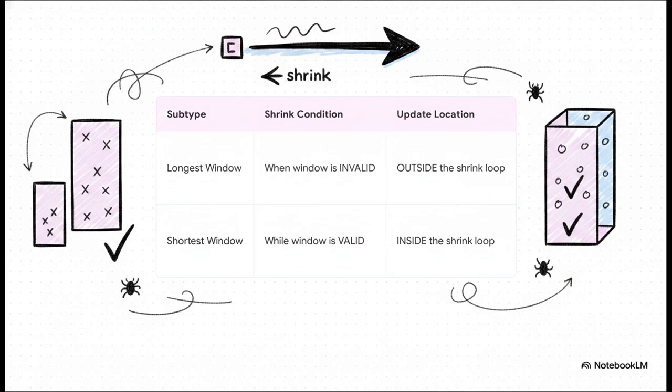Look at the difference. If the problem asks for the longest valid window, you want to expand eagerly. You shrink only when the window becomes invalid, and you must update your answer outside the shrink loop once the window is safe again. But if the problem asks for the shortest valid window, your logic flips. You expand until the window is valid, and then you aggressively shrink it while it remains valid to see exactly how small you can squeeze it. Because you were checking valid states during that shrink phase, you have to update your answer inside the shrink loop. You absolutely need to memorize this distinction.